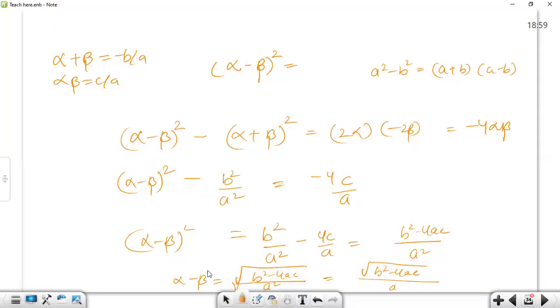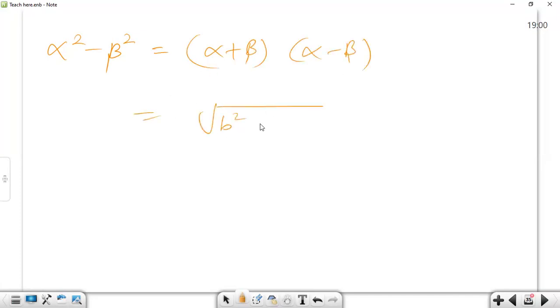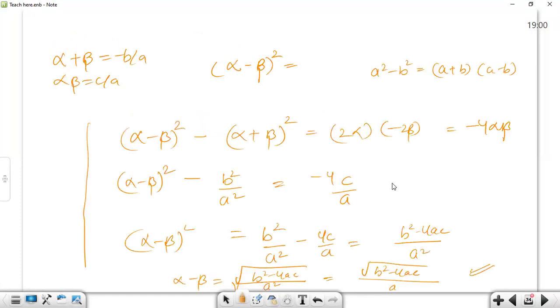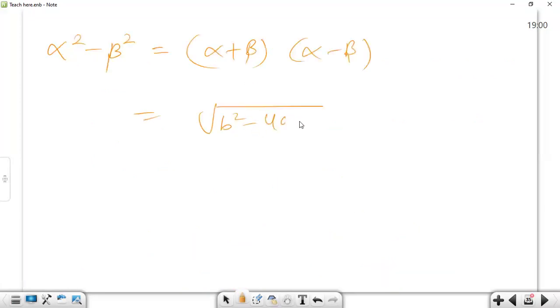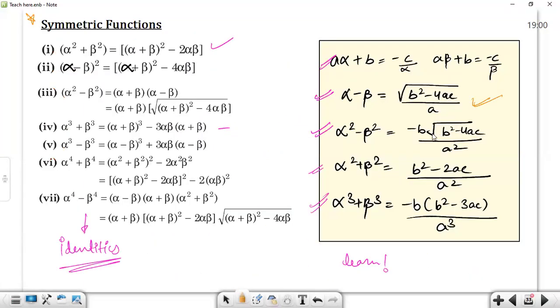Now let's find out for alpha square minus beta square. Are you able to understand how I have calculated? Yes, sir. It is simply alpha plus beta into alpha minus beta. We have already found out its value as b square minus 2ac, if I'm right. No, I'm wrong. Why I'm wrong? Yes. B square minus 4ac upon a into minus b by a. So it is minus b into b square minus 4ac upon a square. It should be the correct one.